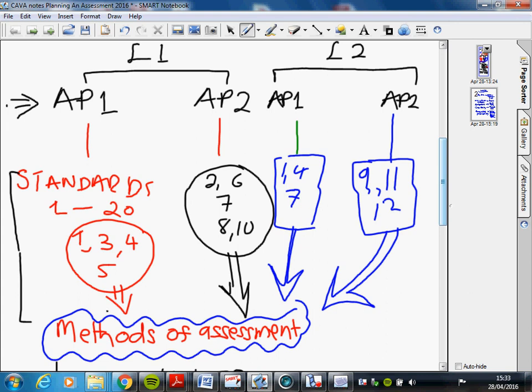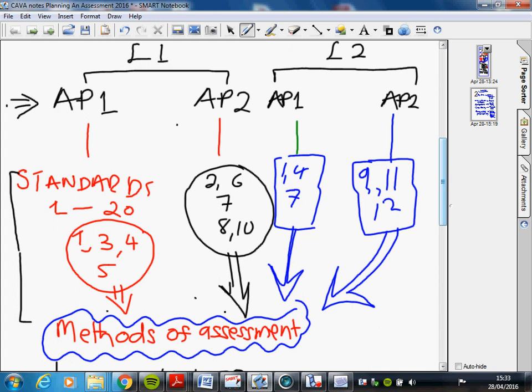Similarly, you have to examine this same candidate on different standards which they haven't covered in the first assessment, which you'd planned for. You may go for 2, 6, 7, 8, 10. Similarly, you have to choose assessment plans. So you can see the pattern still continues that way.